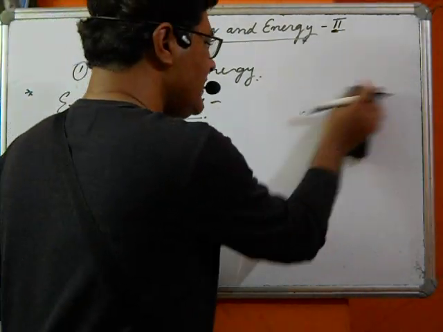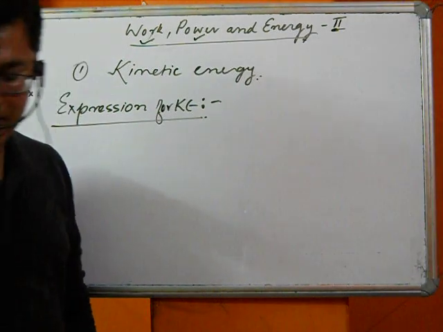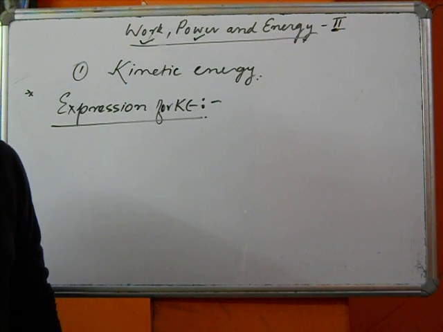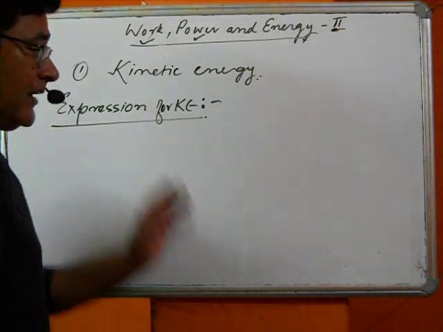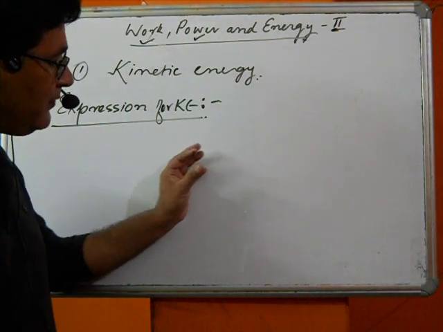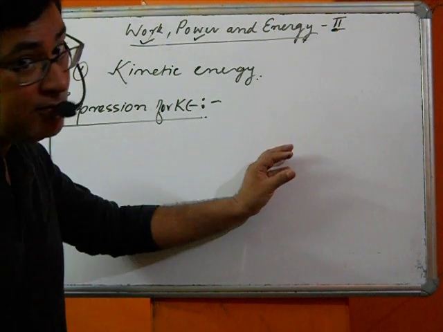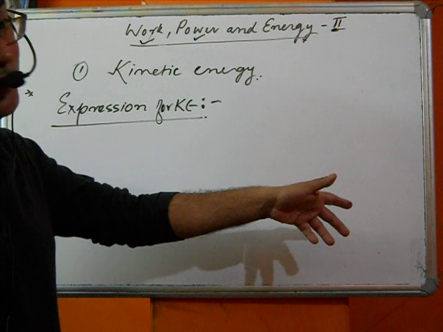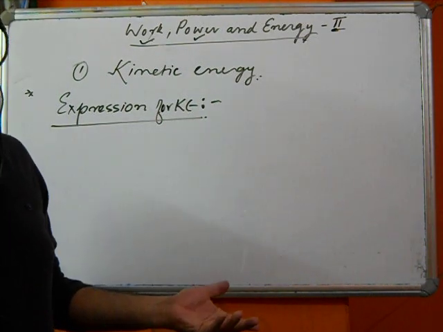Okay. Once again to the definition, kinetic energy is the energy possessed by a moving body and is equal to the amount of work done which the moving body can perform before coming to rest. That means a body is moving. How much amount of work can it do? That is the definition. Before it comes to rest, how much amount of work can it do? That is the amount of kinetic energy.